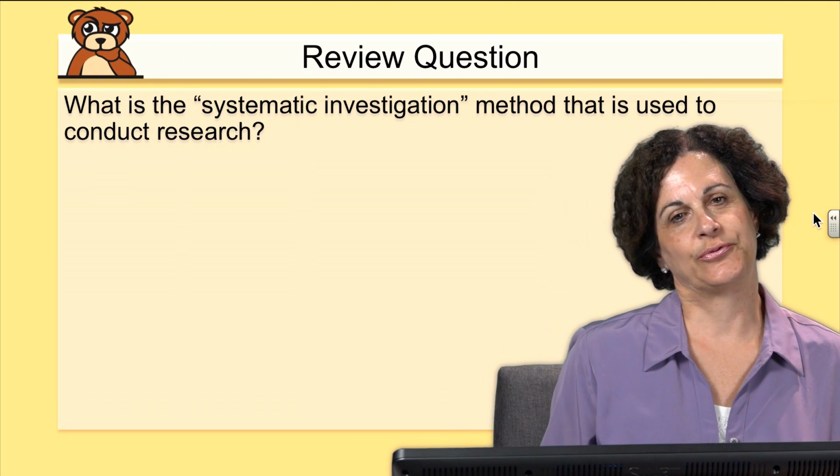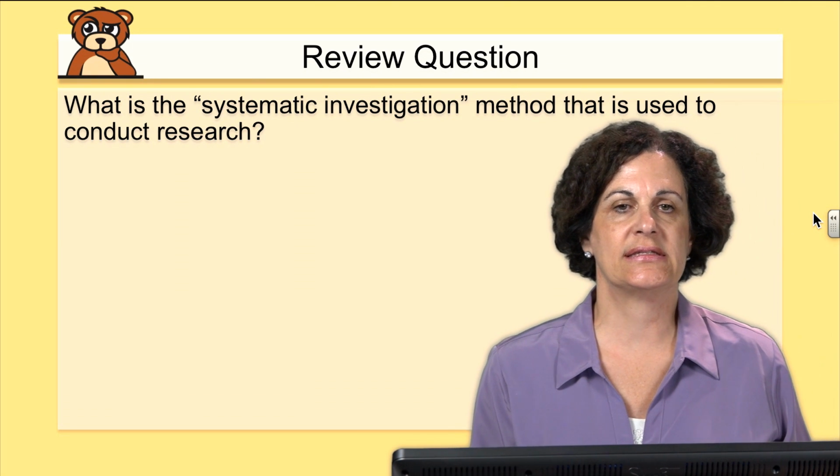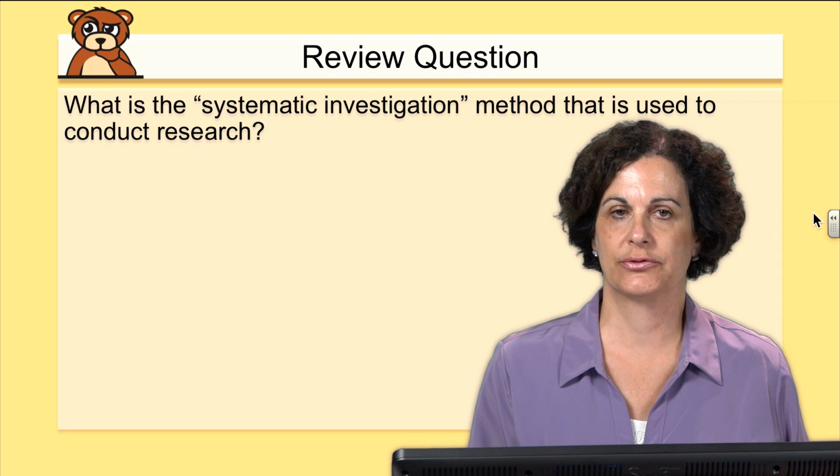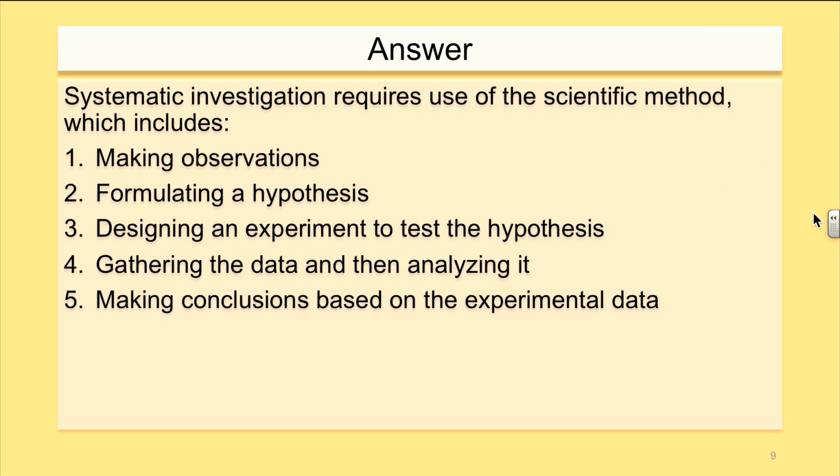Here's a review question for you. Take the time out. What is the systematic investigation method that is used to conduct research? Let's go over the answer together. Systematic investigation requires use of the scientific method, which includes making your observations, formulating a hypothesis, designing an experiment to test that hypothesis, gathering the data and analyzing it, and making conclusions based upon the experimental data.